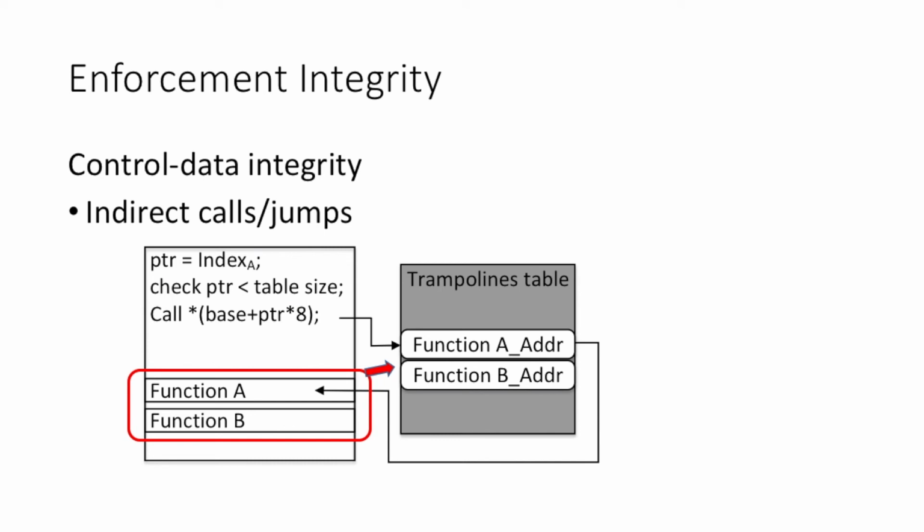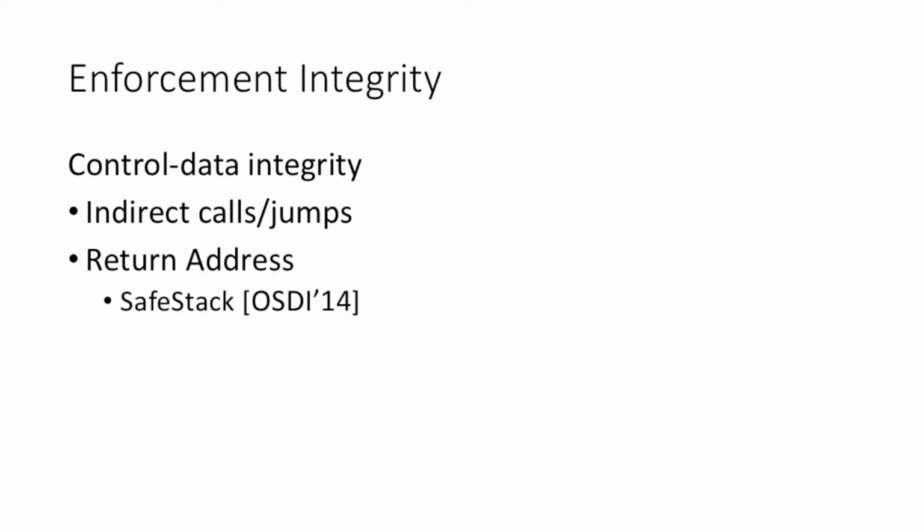In the control data integrity part, we employ a trampoline table to protect pointers for indirect calls and jumps. All indirect targets are collected and stored to a table. Then we assign the offset to the original pointers. In this way, the indirect calls are limited to the functions in the trampoline table. The unaligned calls can be eliminated. For the return address, we employ the safe stack to protect it.